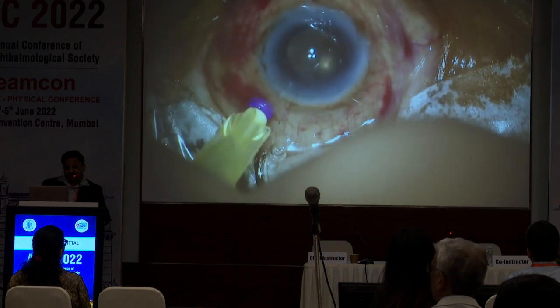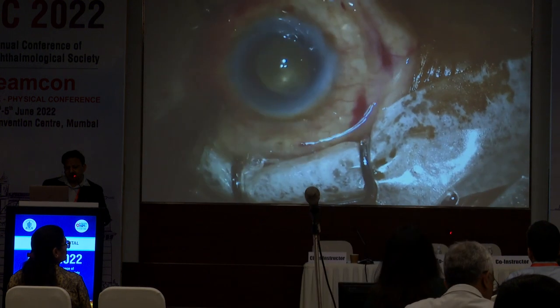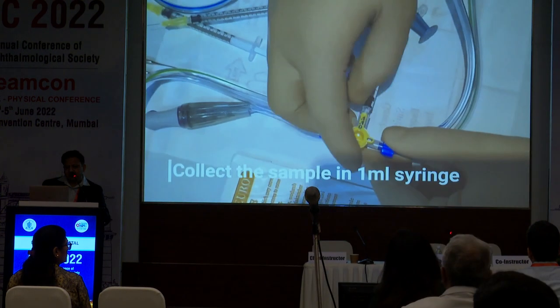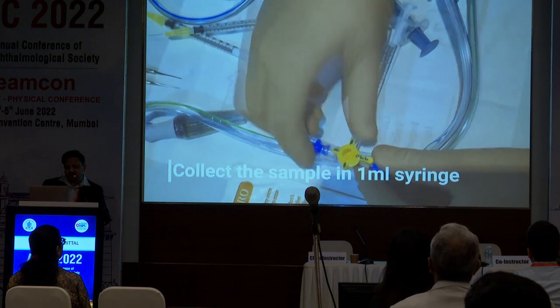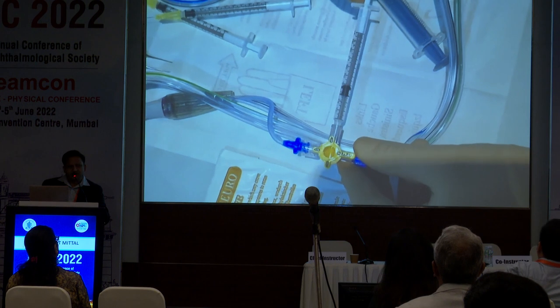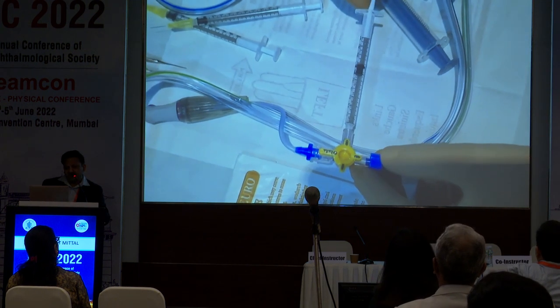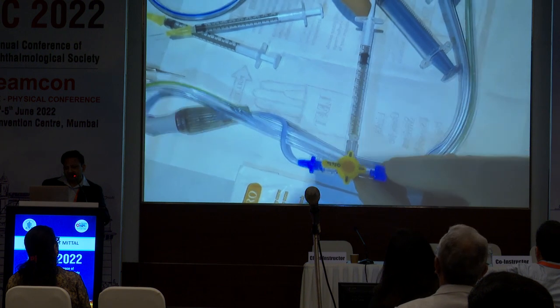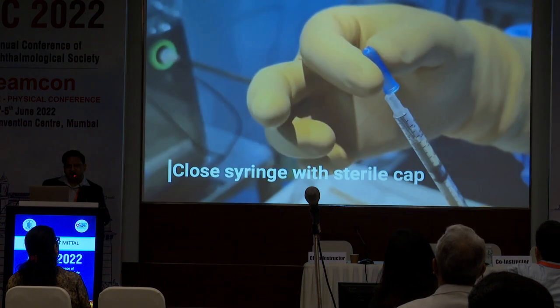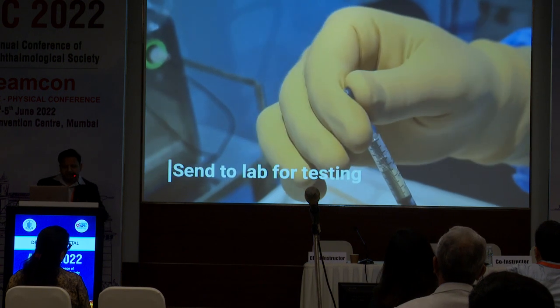And once this is done, now you attach the 1 cc syringe to this third port that was there, and you can collect the fluid which is in the tubing into this syringe, and then you can seal this with a sterile cap, and then you can send this for sampling, or you can inoculate directly on the plates.